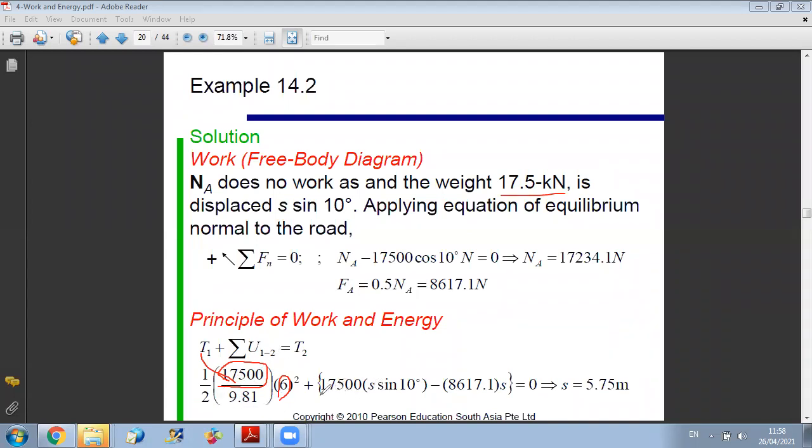Plus, now for the work of the weight, it's positive. It's plus W sine 10 times S. While for the friction, it's minus the friction times S. And the friction force is mu k N. So in this equation, as you can see, your only unknown is S, since the final kinetic energy is known to be 0. So you can get the distance S. Okay? Any question on this? Okay, so let us continue.